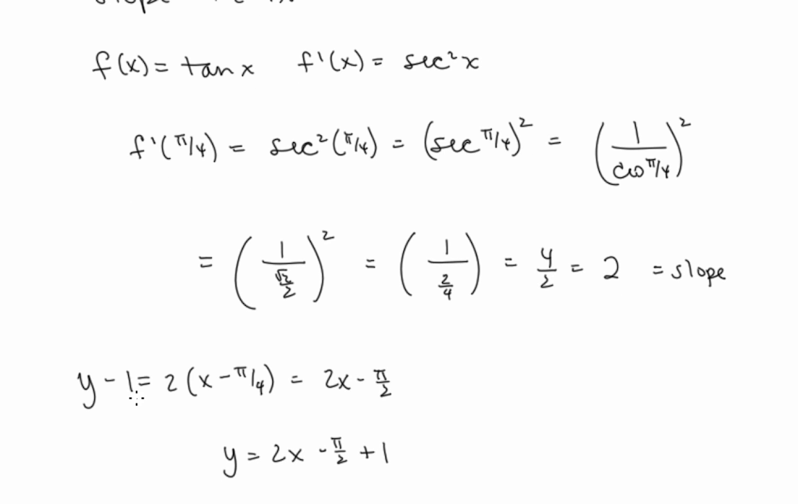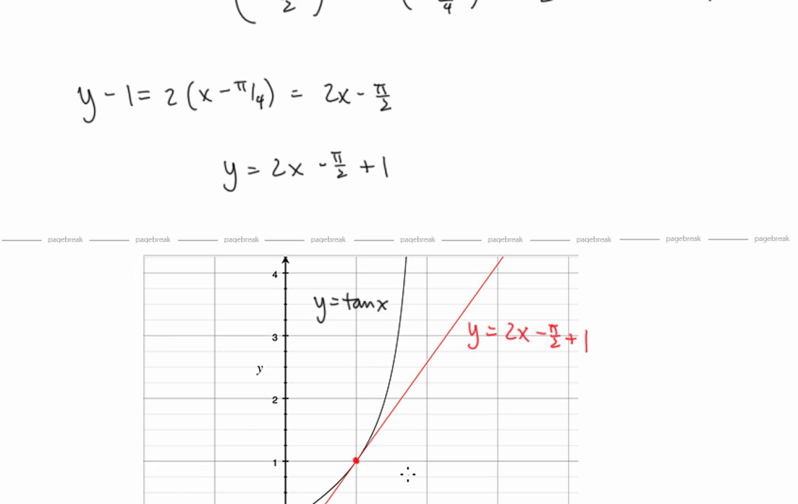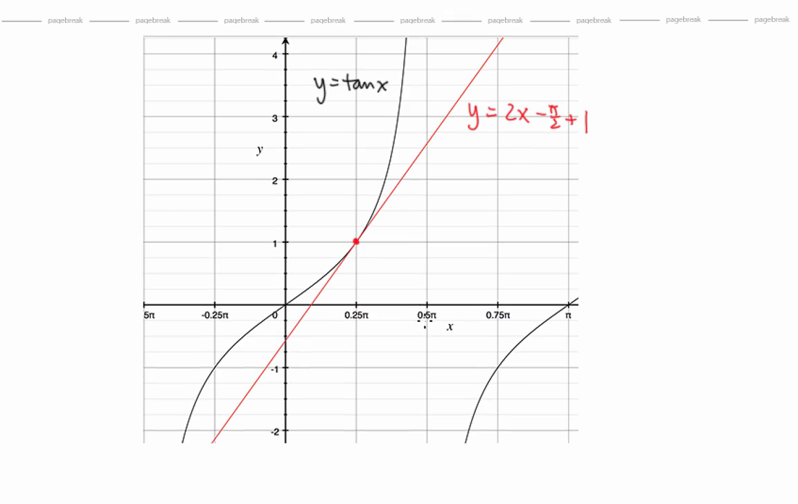So y minus 1 is equal to 2 times x minus pi over 4. This right-hand side gets expanded as 2x minus pi over 2. We bring over the 1, and we have y equals 2x minus pi over 2 plus 1. So this is an equation for the tangent line to f of x equals tan x at x equals pi over 4. And that looks like this. So here's our graph for y equals tan x, and here's our tangent line, y equals 2x minus pi over 2 plus 1.